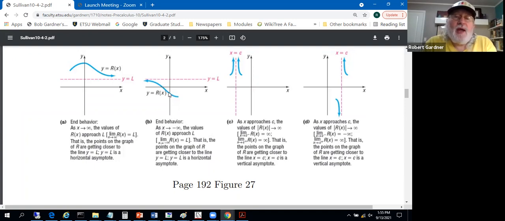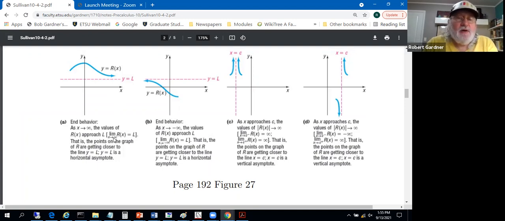Here, the graph of the r of x function will be close to the line L when we put in large negative x values. So we go to the left direction here, the curve gets close to the line y equals L. As we put in large positive x values here, the curve gets close to the line y equals L on the right-hand side.